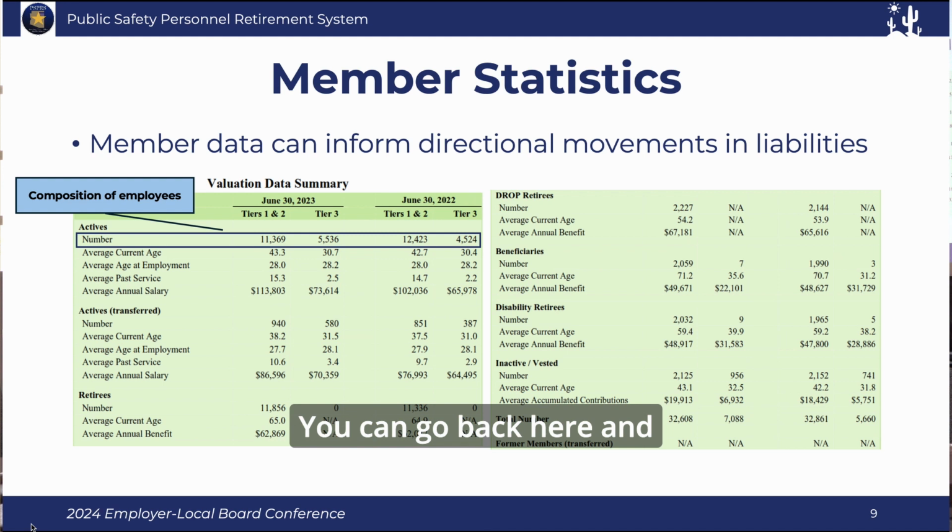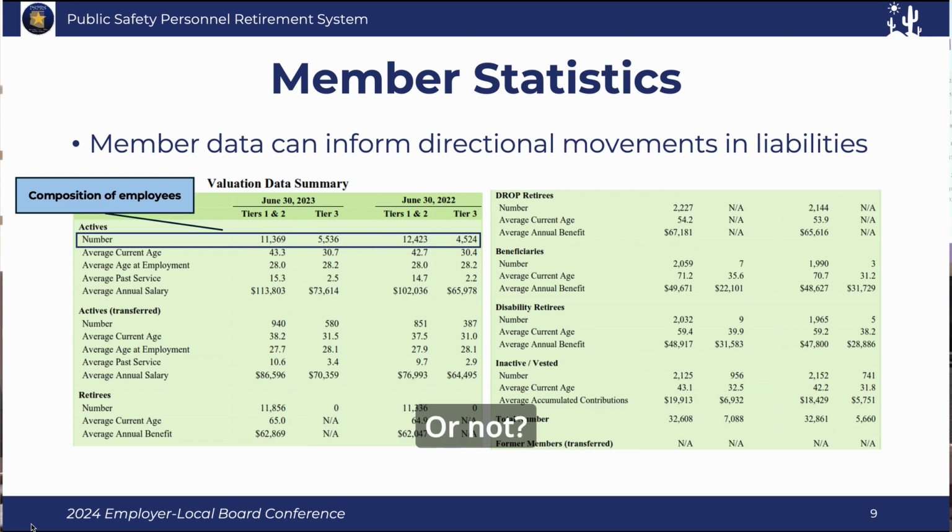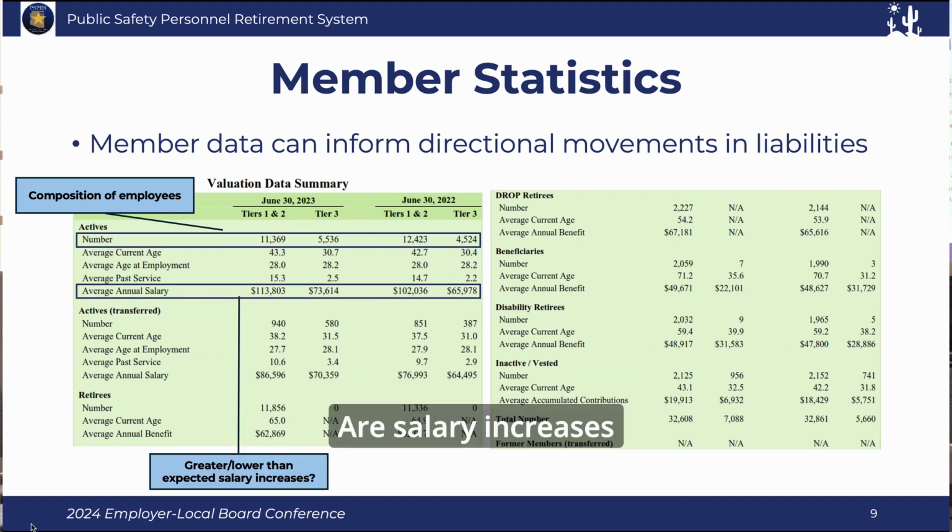You can go back here and start to parse out, okay, what's the composition of the employees? Are we getting more tier 3 employees, or not? Is our salary increase greater or lower than expected? The average annual salary increase here is around 10%. What did our actuaries expect there to be? And I'll show you the assumption slide where you can find what the expectations are.